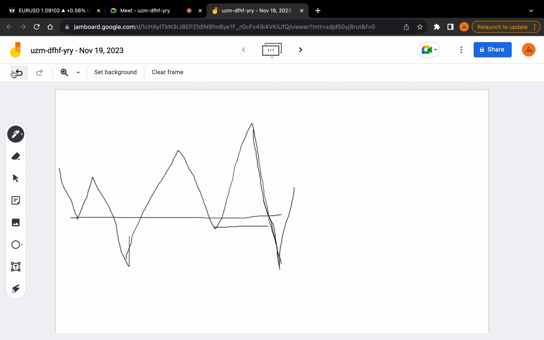What you'll be seeing on the line chart will be something like this. This is what you're going to be seeing on the line chart. But on the candlestick chart, you are going to see a wick out to this point and a break back in.